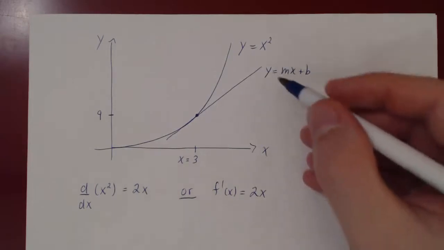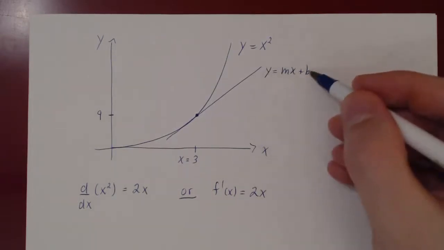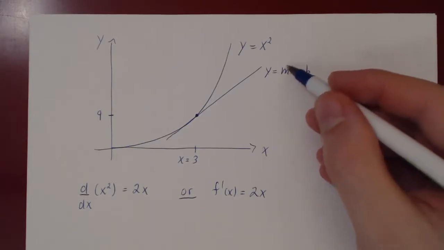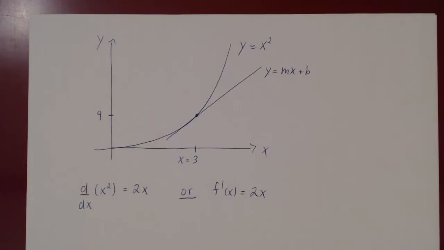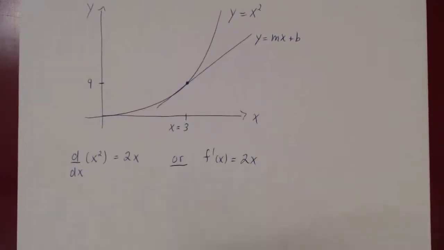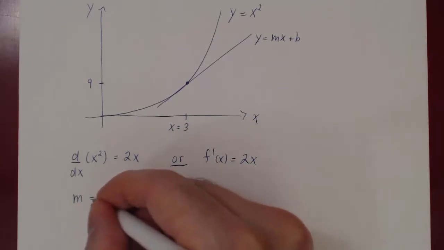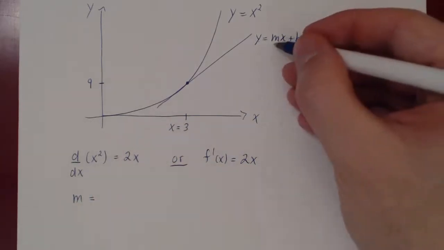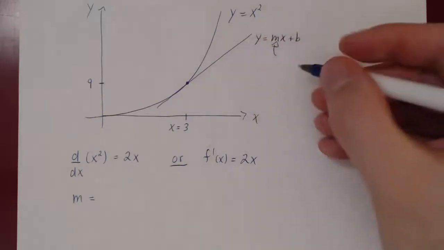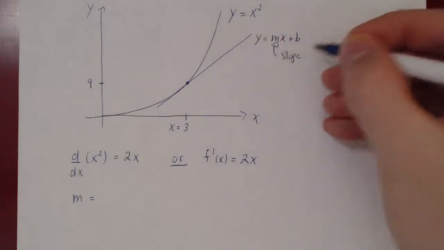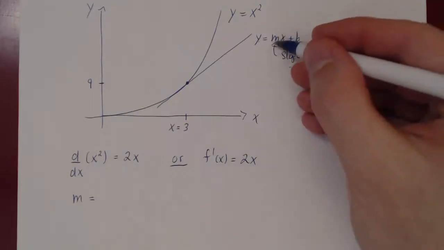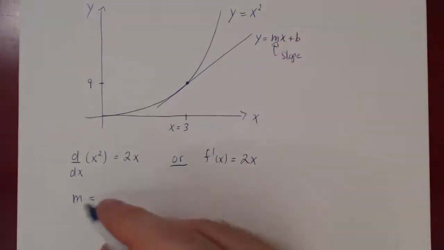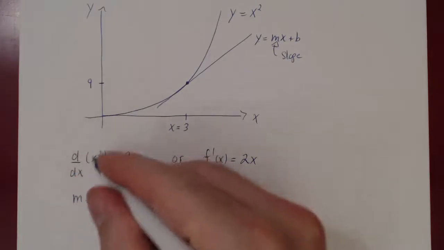So consider the equation of the tangent line, y equals mx plus b. There are two unknowns here. There is m and there is b. But m is the slope of the line, right? And there's two ways to write this. So m is the slope of the tangent line. Well, by definition of the derivative, it is the slope of the tangent line. So m equals the derivative of x squared.